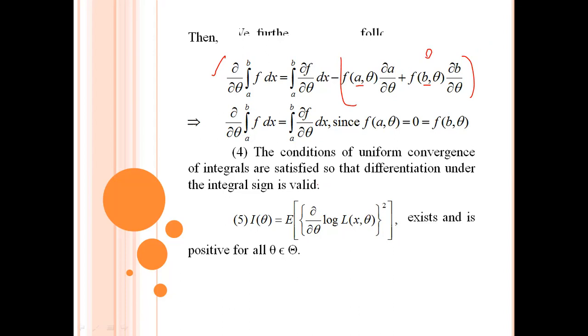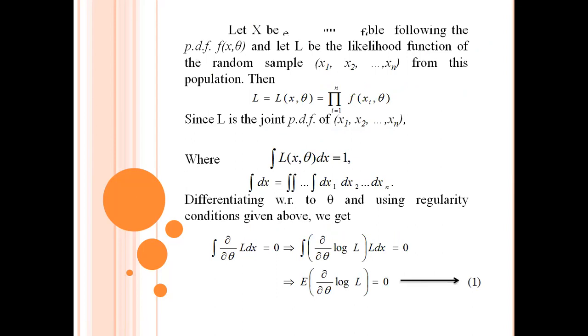Then the fourth condition is that the continuity and uniform convergence of integrals are satisfied, so differentiation under the integral sign is valid. Next, the fifth one is that I of theta exists and it is positive.